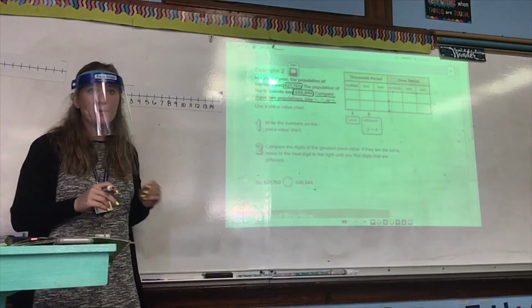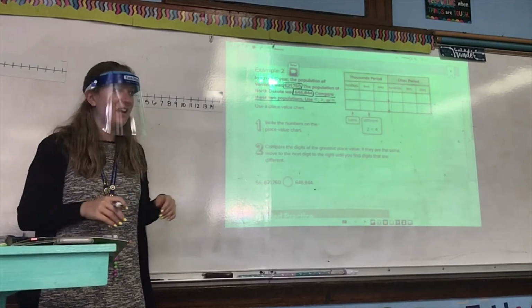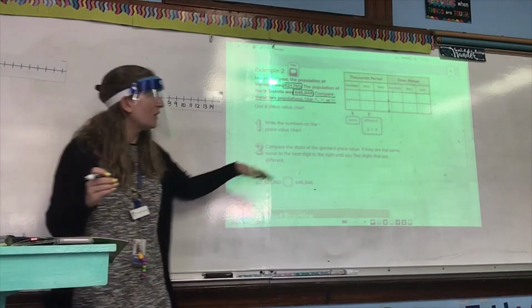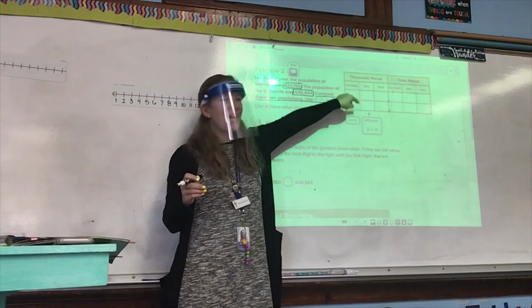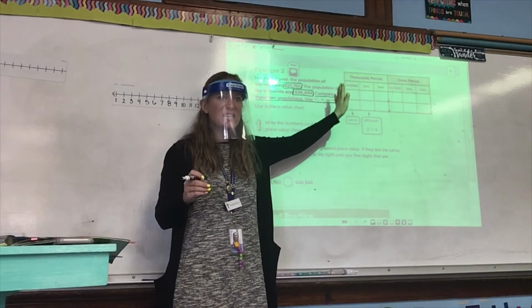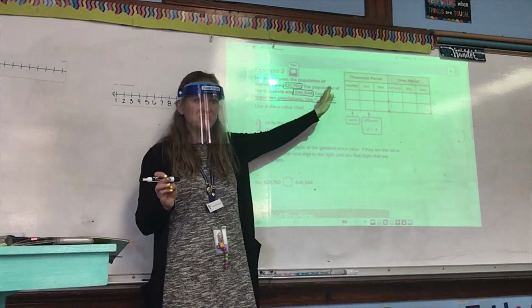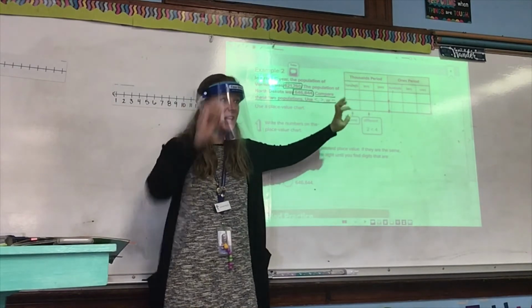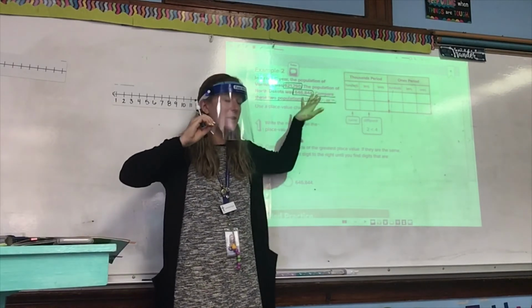Now, we could use a number line, but that would require us drawing a number line, and we have to change the numbers every time. With a place value chart, do you really have to change what it says each time, Cullen? No. All you do is, if you have it on paper, you can erase and rewrite numbers.